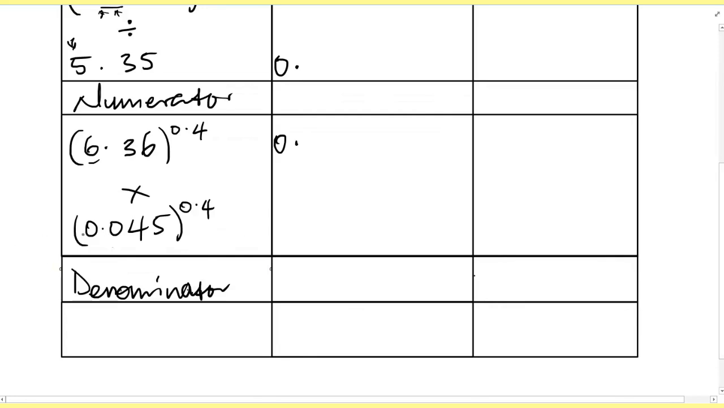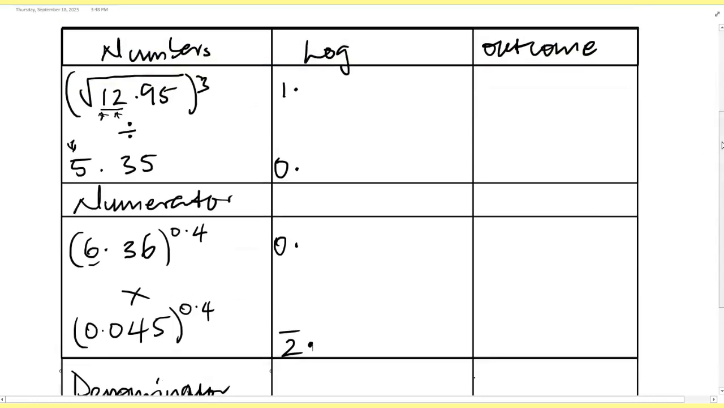So since there are 2 zeros here, if you write this number in standard form, you're going to get 4.5 times 10 to the power minus 2. So because of that minus 2, we write it as bar 2. Okay, that's nice. So the next thing is to find the log of the numbers individually. So move to my log table.